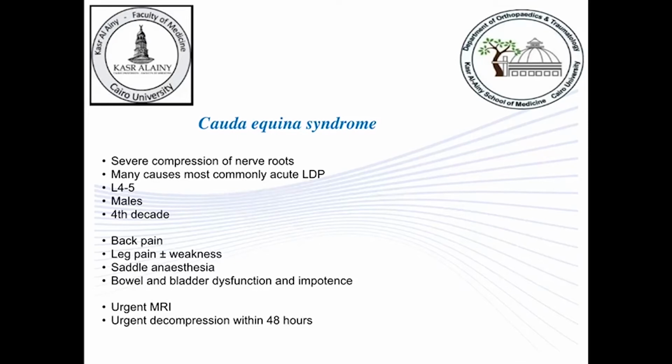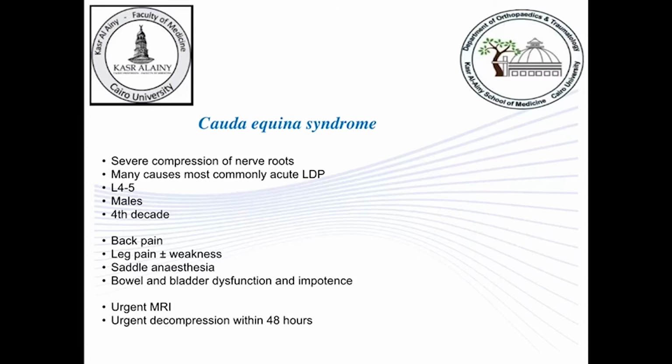Cauda equina is caused by severe compression of the nerve roots, the lumbar nerve roots. There are many causes: most commonly acute lumbar disc prolapse, any mass occupying the thecal sac, or fractures can cause cauda equina syndrome, but the most common cause is acute lumbar disc prolapse. The most common level is L4-5. It's more common in males in the 4th decade.